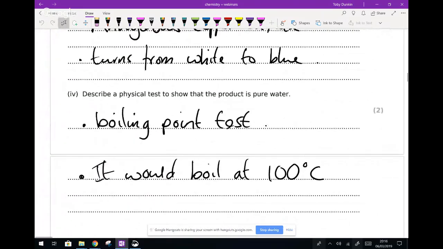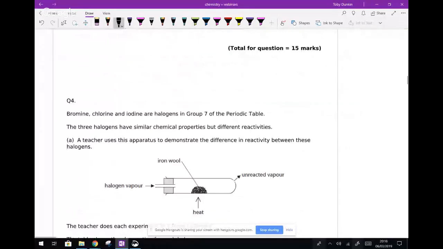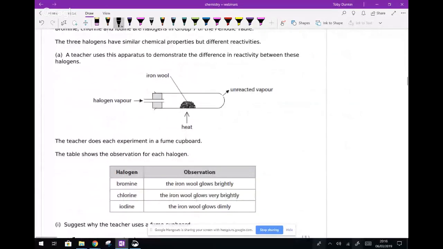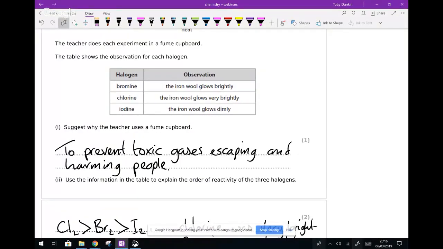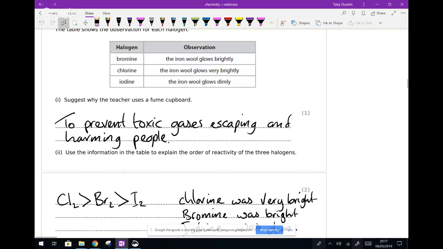Describe the physical test for purity. Guys, this comes up a lot more than I thought it was going to. You test water for its boiling point and it will boil at 100. Next. Oh, I really like this one. Suggest why a teacher would use a fume cupboard: to prevent toxic gases escaping and harming people. And bromine, chlorine, and iodine all release toxic gases.